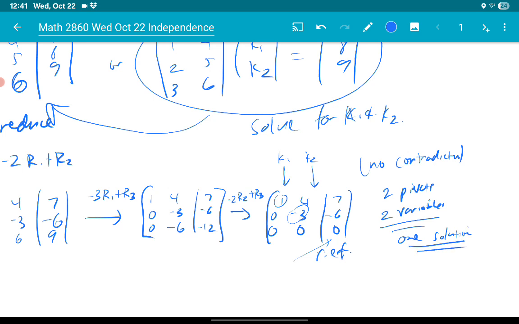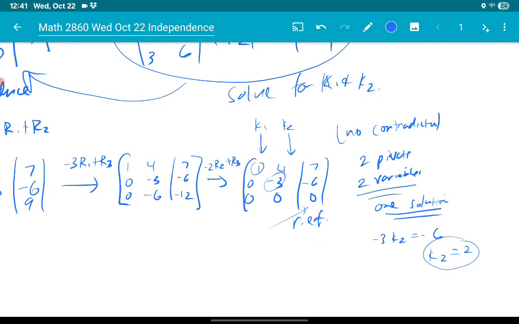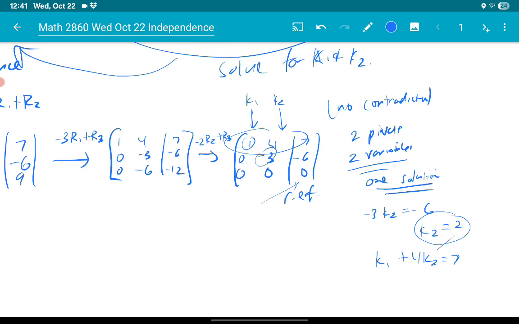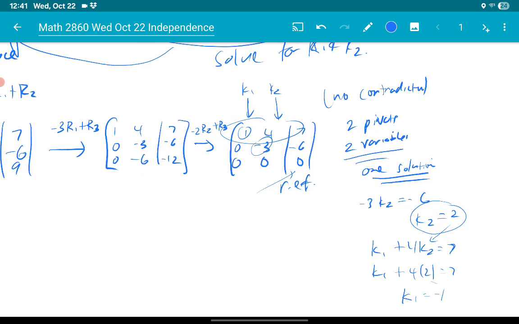Now, if I wanted to know what the solution is, I could keep solving, right? I would say negative 3 K2 equals negative 6. So K2 is what, 2? And then the first row tells me K1 plus 4 K2 equals 7. And then I would substitute, right? This is just back substitution. K1 plus 4 times 2 equals 7. So K1 would equal negative 1.